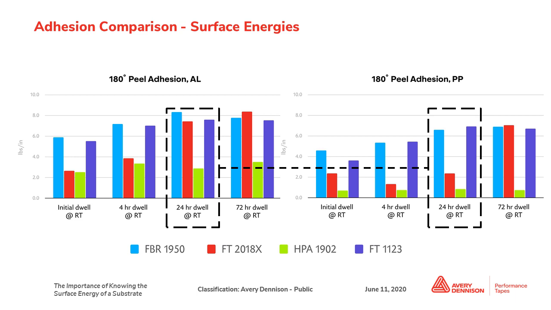Then we have our HBA 1902, which is getting around 3 pounds of adhesion to aluminum, which is generally a lower adhesion type of product. As you know, it's a firmer, high shear product. But compare that to polypropylene. Ooh, again, it's not even dwelling better on polypropylene at all. Completely not going to work there.